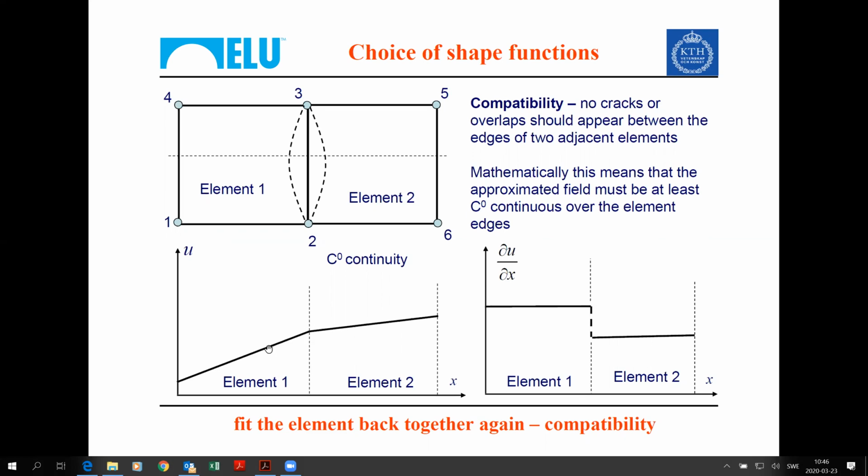The slope of either U and V will be different from element 1 to element 2, which actually means that in du dx we will have a discontinuity. We've already seen that and the effects of that when we talked about bar elements. The strain and stress field over the element edge will not be continuous, but the displacement will.